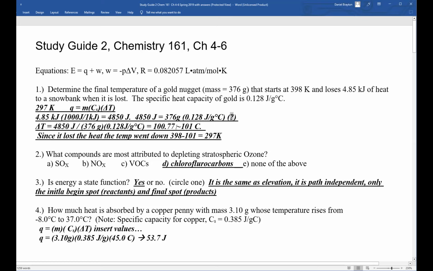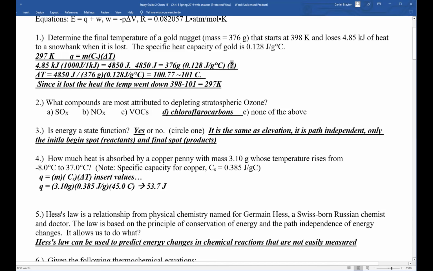Two, what compounds are most attributed to depleting stratospheric ozone? Keep in mind this study guide and the worksheets as well were made for an in-person class that isn't open book, open note. So there will be, like the last test, a couple problems that are pretty easy, but usually they'll be with some math or some conceptual thing, not one. This is just basically a memorization one from when exams were in person.